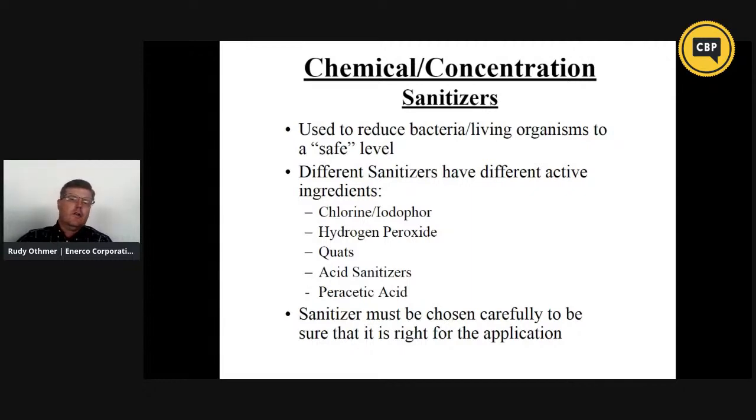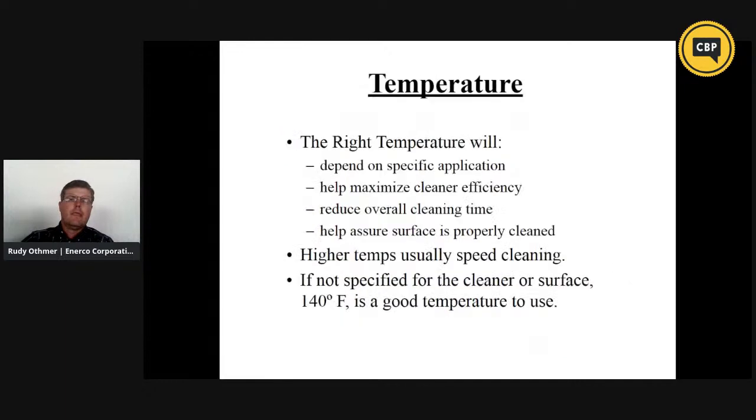And then probably the most popular in breweries is the acid sanitizers. The peracetic acid, hydrogen peroxide blends, or just peracetic acid on its own. And one of the reasons for that is the low pH of the product tends to keep our passivation layer on our stainless intact. So that was our C in TACT.